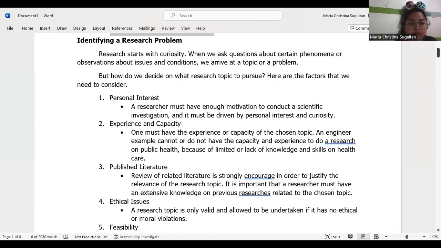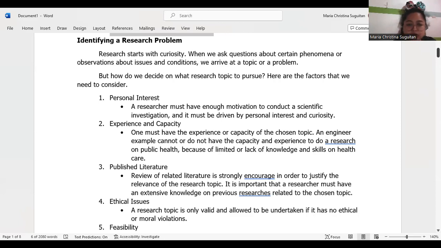And then next, we have the published literature. Okay, published. You have read this journal or literature or book-based, sabi na lang natin. And then you are curious about the topic. So you can expand that literature. So sabi dyan, review of related literature is strongly encouraged in order to justify the relevance of the research topic. It is important that a researcher must have extensive knowledge of previous researches related to the chosen topic. Ayun ang published literature. What else? We have ethical issues.